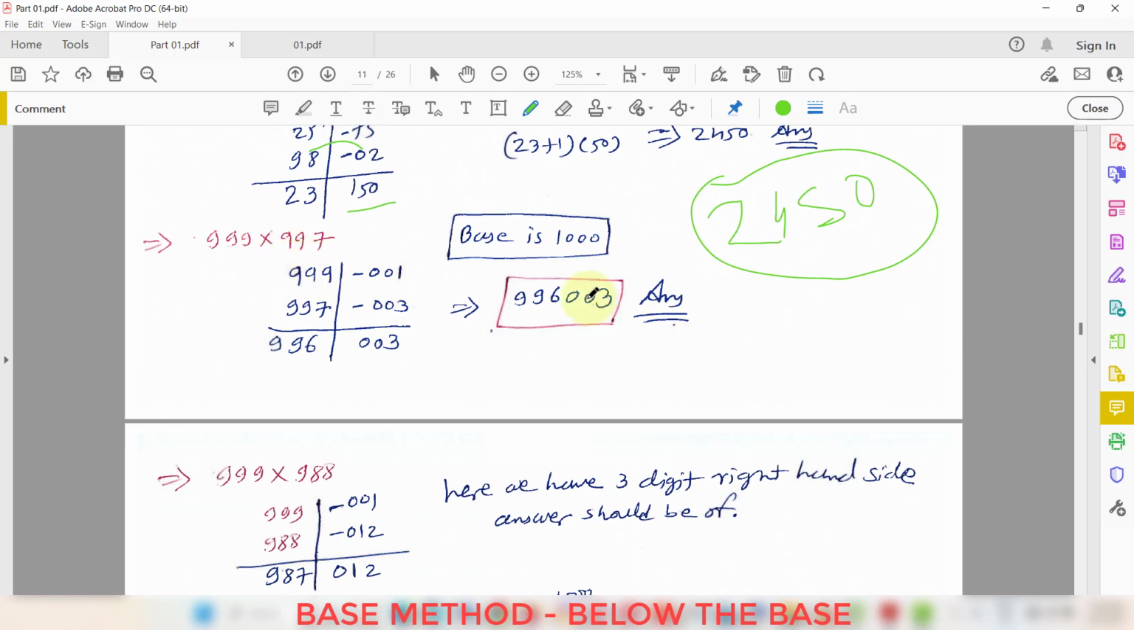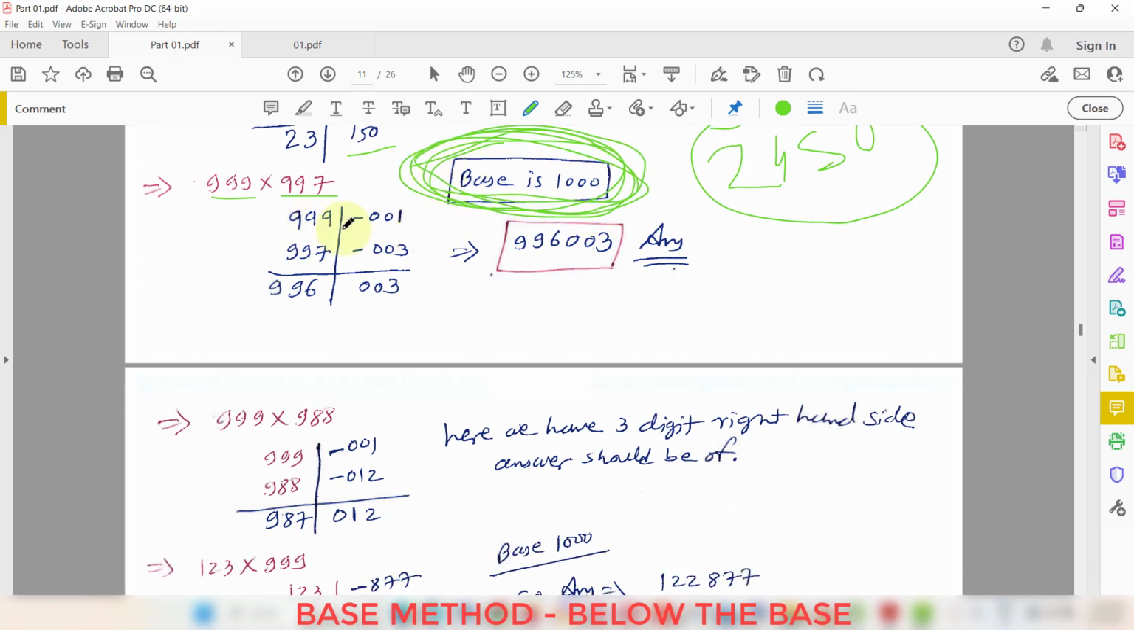Similarly, 999 into 997. So here we have considered the base is 1000, because here we have 3 digits, as you can see. So 999 is below 1000 by how much? 1, and 997 is below 1000 by how much? 3. But as the base is 1000, we have to write the number in 3 digits, so 001 and 003.